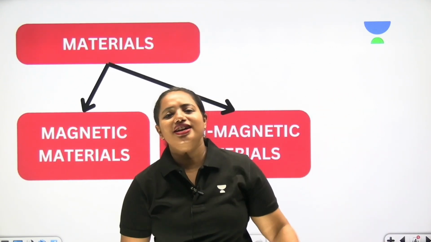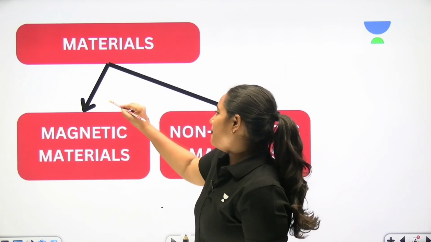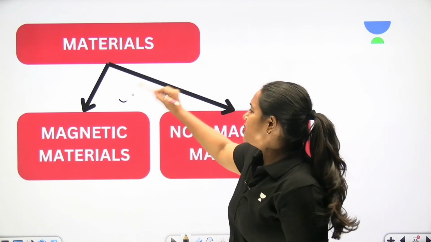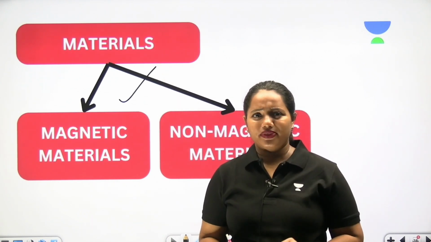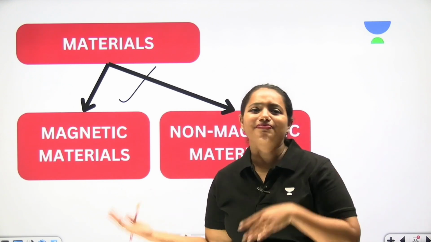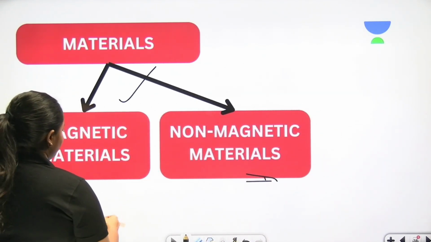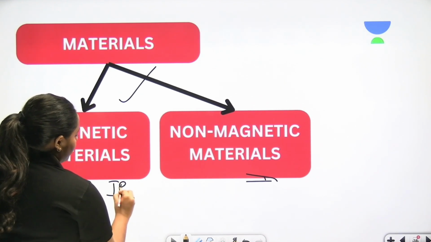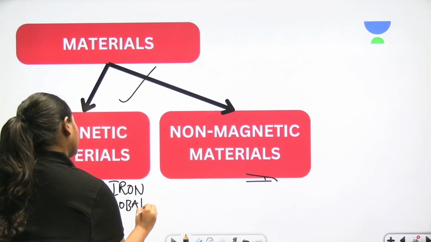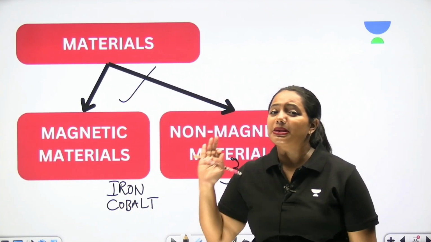Here you can see that materials are classified into two: magnetic materials and non-magnetic materials. What is meant by a magnetic material? A material that gets attracted by a magnet is called a magnetic material. Let's have some examples here. Please write it down: iron and cobalt. So iron and cobalt are considered magnetic materials.